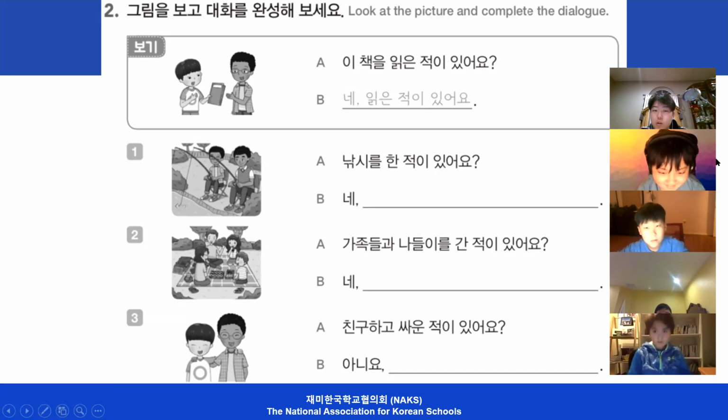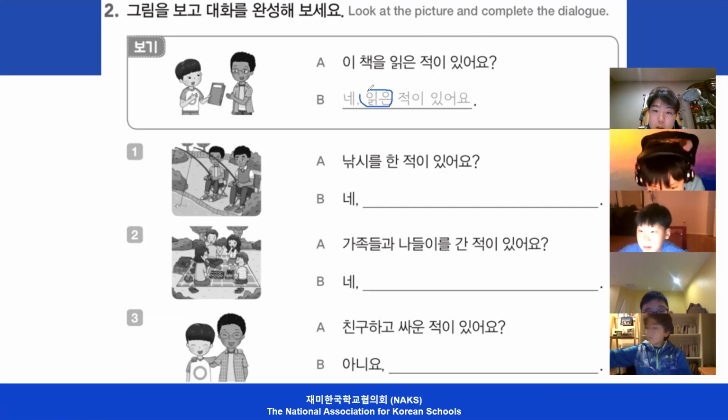So Eden, why don't you read the B side? Read this answer. 네, 읽은 적이 있어요. Simon and Eden, one thing about this word right here, let me annotate it. 읽다. Don't try to be confused.